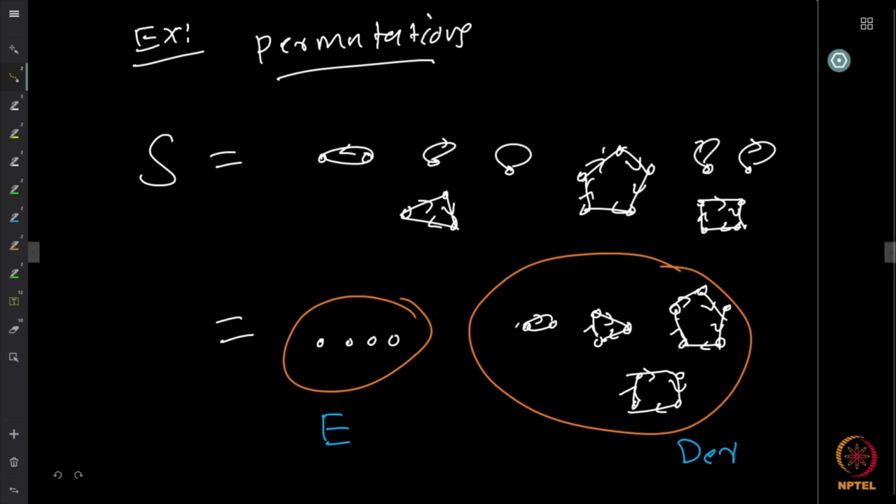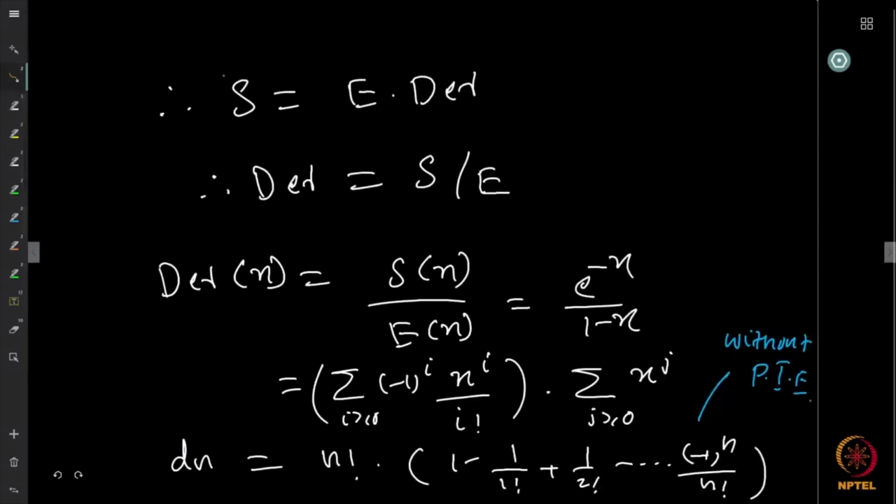Now, this helps us to compute, for example, the generating function for derangements, if we know the generating functions for S and E. We computed this earlier. So S is equal to E times Der, and therefore Der is equal to S divided by E. What is S of x divided by E of x? S of x is 1 by 1 minus x, and E of x is e raised to x. So I get e raised to minus x by 1 minus x.